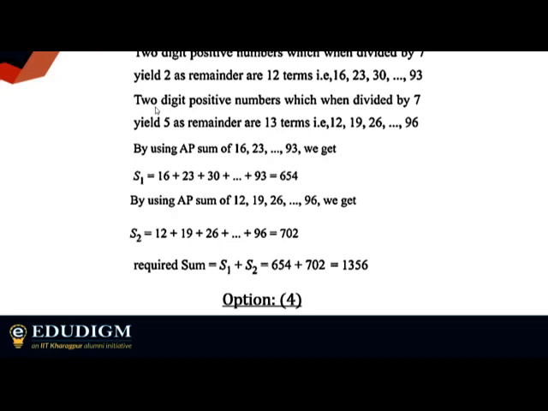Though the options that you have been provided here are not very close, the numbers are pretty jumbled up. So don't get confused. I hope you understand this one. Is this okay with all of you?